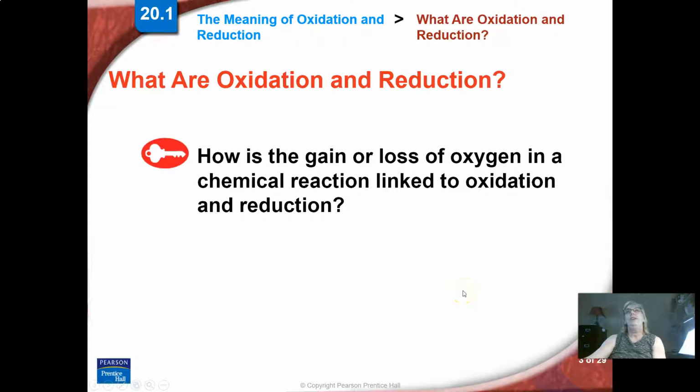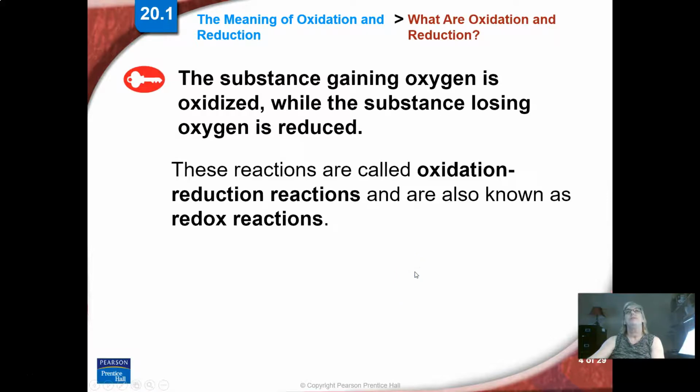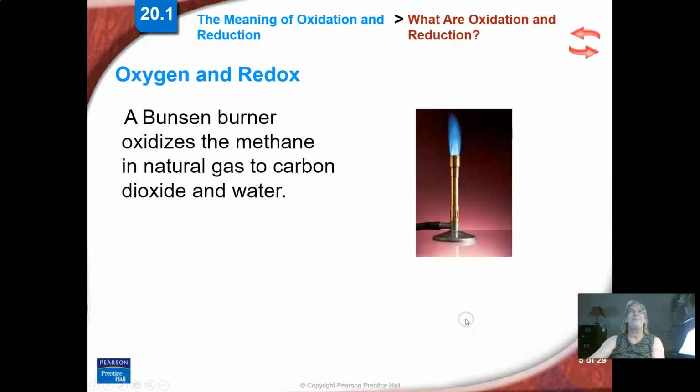We're going to talk about adding or subtracting oxygen, or adding or subtracting electrons in redox. If something gains oxygen in a chemical process, it becomes oxidized. If it loses oxygen in the chemical reaction, then it's reduced. These are called oxidation reduction, but we call them redox for short, so we don't have to say all that so long. Chemists like to do everything in shorthand.